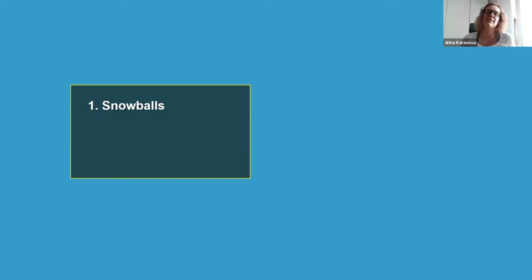The students can have a piece of paper and they will write on it what they have learned today. So what is their takeaway? And they will take the piece of paper and make a snowball from it, like this.